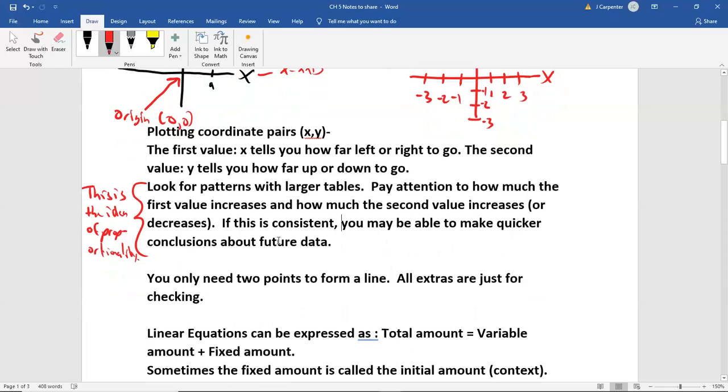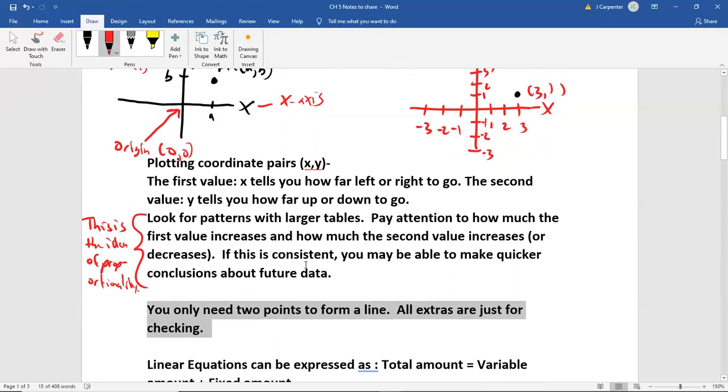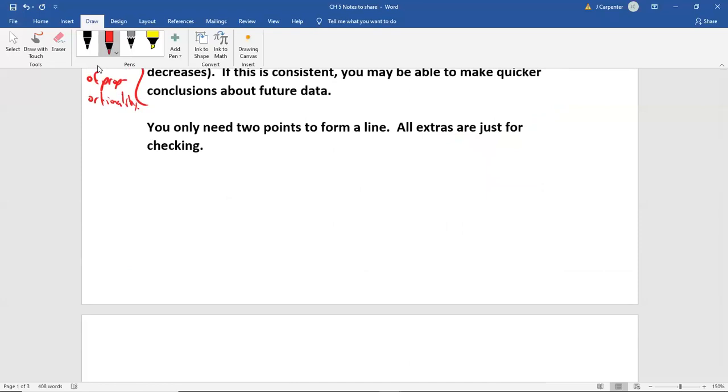Okay, so we're just kind of checking a few things off of the important memos until we get into actually seeing some graphs and analyzing. You only need 2 points to form a line. All extra points are really just for checking. So check this out. Here's a point, and here's a point, and here's the point. So I got 3 points, point 1, point 2, and point 3. Now, if I connect those dots, we make a line. This is a line. It does not bend. It's straight, so it's a line.